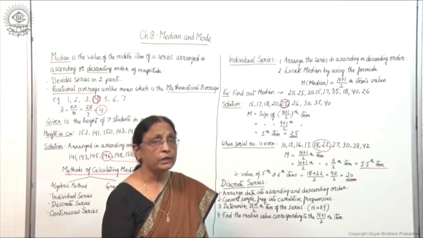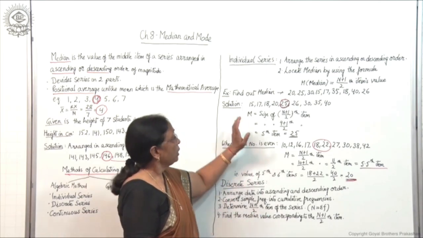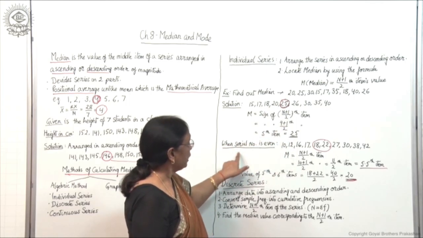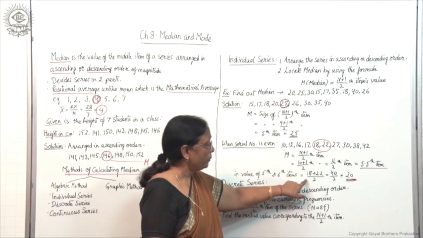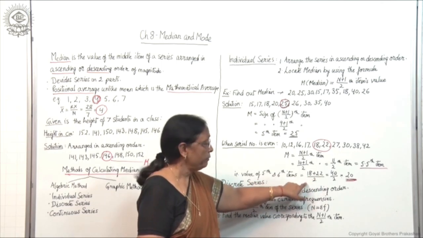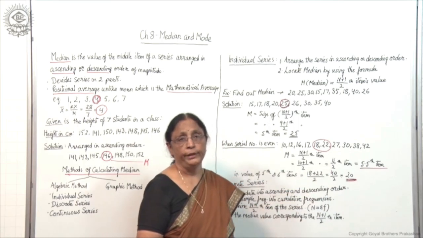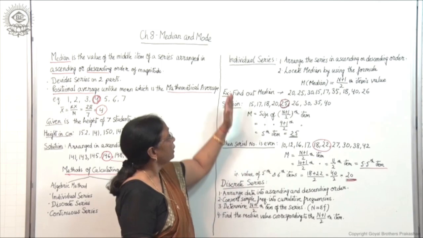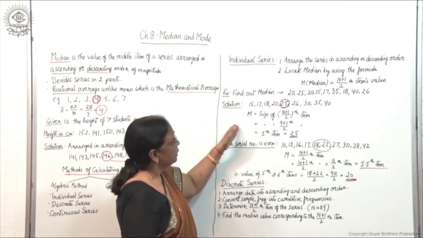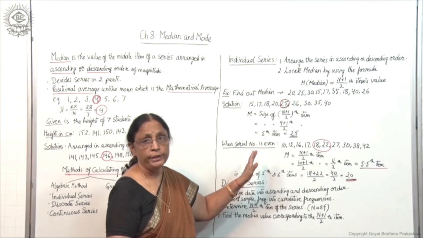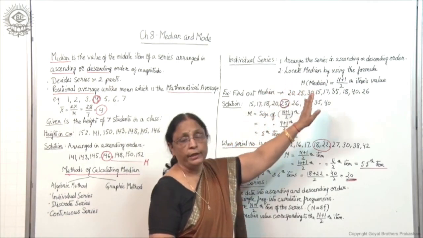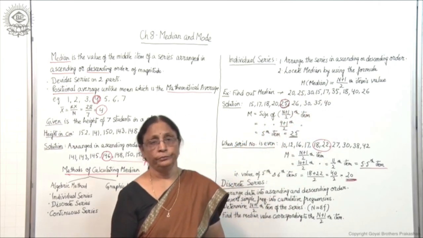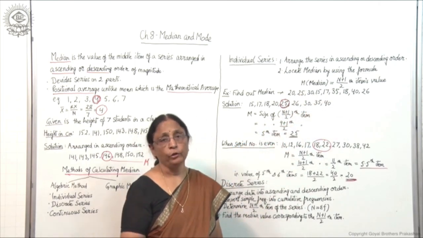Right? So in the case of odd numbers, it is easy to locate after finding out the item. In the case of even number, you have to add up two values and then divide it by 2 and get the median. Clear? So in the case of individual series, it is very easy to calculate median after arranging the data in either ascending or descending order and applying the formula, and you will get the correct value of median.